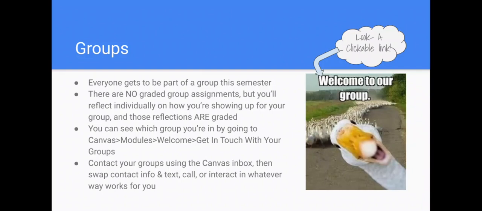To get started, make sure you contact your groups using that Canvas inbox and then swap contact information, whatever you guys are comfortable with, and maybe text or call, or if you have like a group chat of some kind on social media, that works. Whatever everybody in the group is comfy with is fine with me. And then you should be checking in with your group every week throughout the rest of class so that you can help each other out with assignments, reminders, all that good stuff.